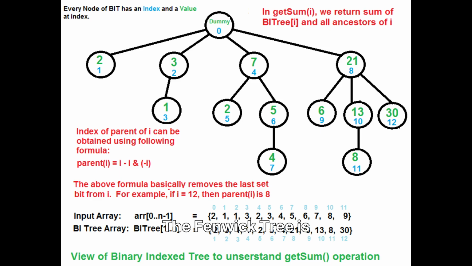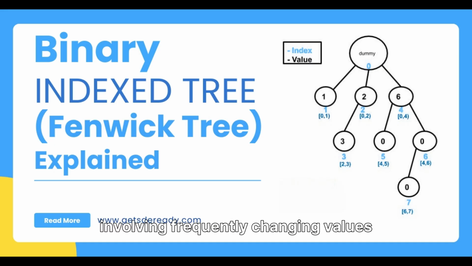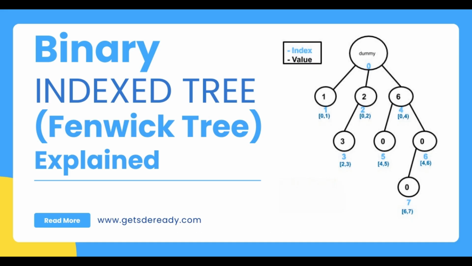The Fenwick tree is one of the most underrated data structures because it's simple, fast, lightweight, and perfect for a class of problems that appear everywhere. If you're building anything involving frequently changing values and fast cumulative queries, the Fenwick tree is not just useful, it's essential.